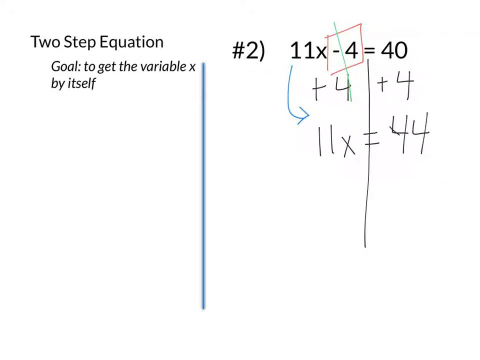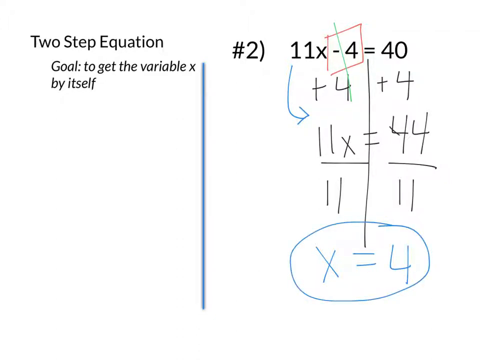Finally, step 2 is to once again divide, and I know that since this means multiplication, I must divide by 11 to get x by itself. And here I can see that 44 divided by 11 is 4. So my answer is x equals 4.